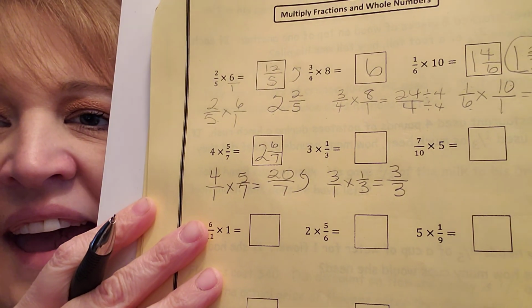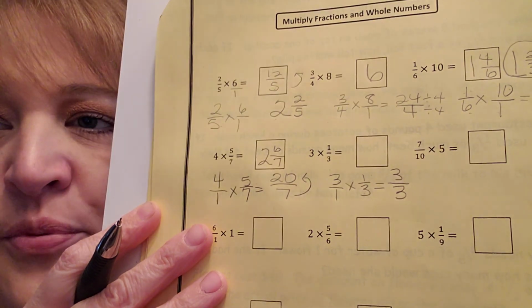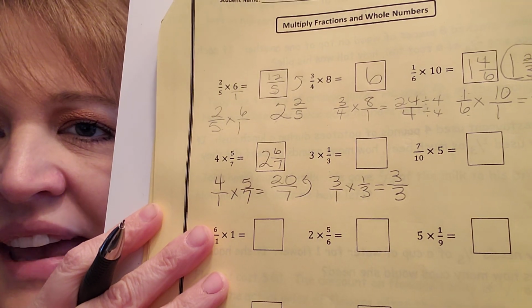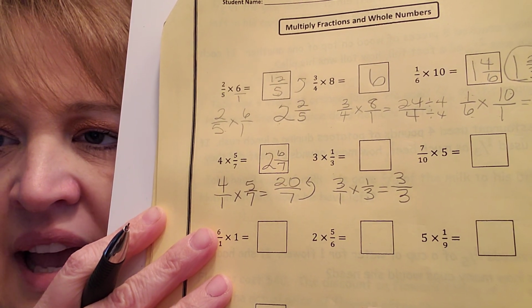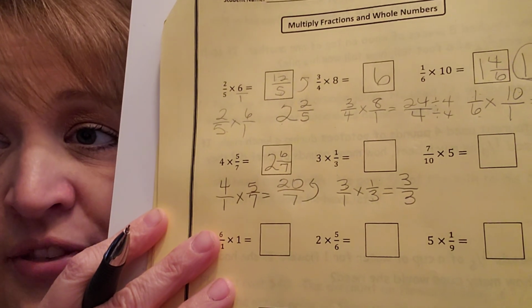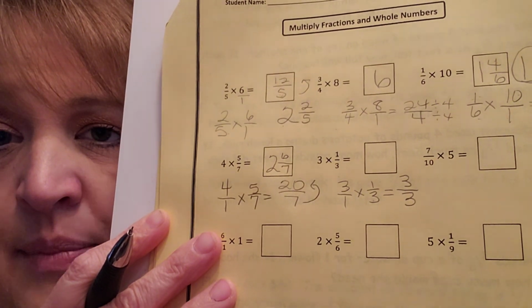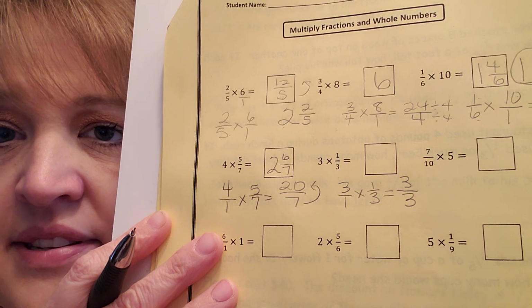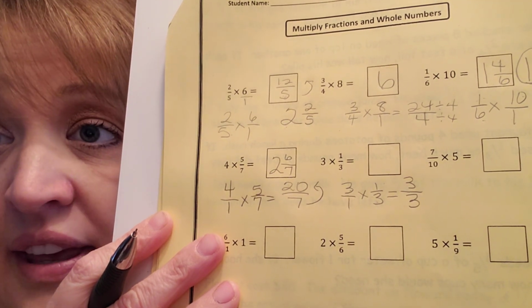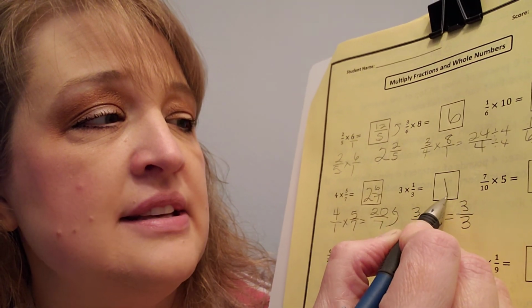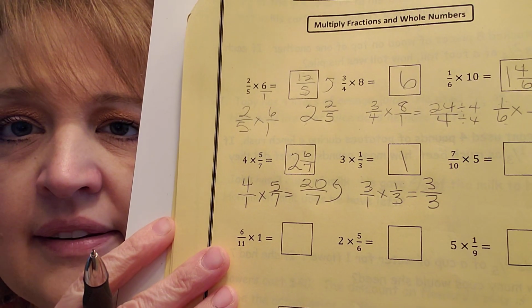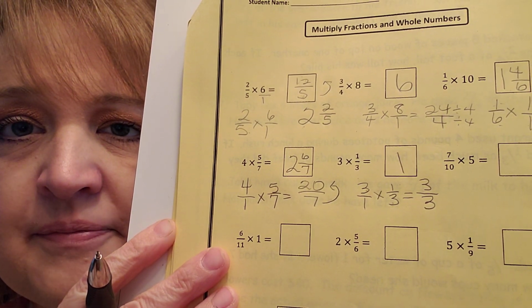If I have 3 out of 3, if I have a candy bar and I have it split into 3 pieces and I eat all 3 of the pieces, how much of the candy bar did I get? Well, I got the whole thing. So 3 divided by 3 is 1 whole.